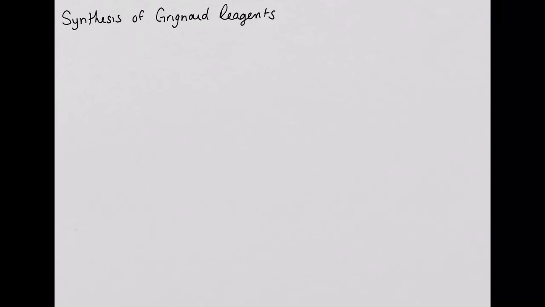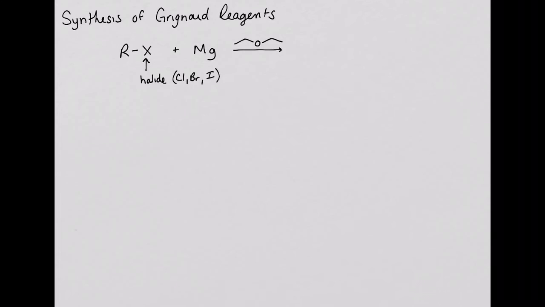Grignard reagents are synthesized by mixing an alkyl halide, either a chloride, bromide, or iodide, with magnesium metal. Alkyl fluorides are not reactive enough to form a Grignard reagent. Typically, this reaction is carried out in diethyl ether. The ether, a polar but aprotic solvent, stabilizes the Grignard reagent that is formed.